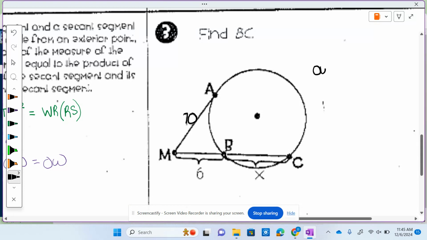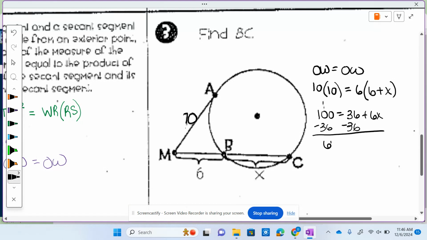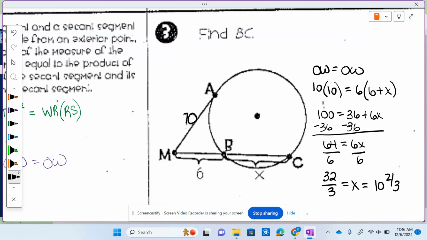Okay, so this is an out, right? Out equals out. Outside, 10 times the whole segment, 10 equals the outside, 6 times the whole segment. Good job. So let's see, 10 times 10 is 100 equals 36 plus 6x. When I subtract 36 from both sides, 64 equals 6x. Divide both sides by 6. 32 thirds equals x, which is the same thing as 10 and 2 thirds. How do y'all feel about that? Great. Okay, I'm going to freeze that for a second.